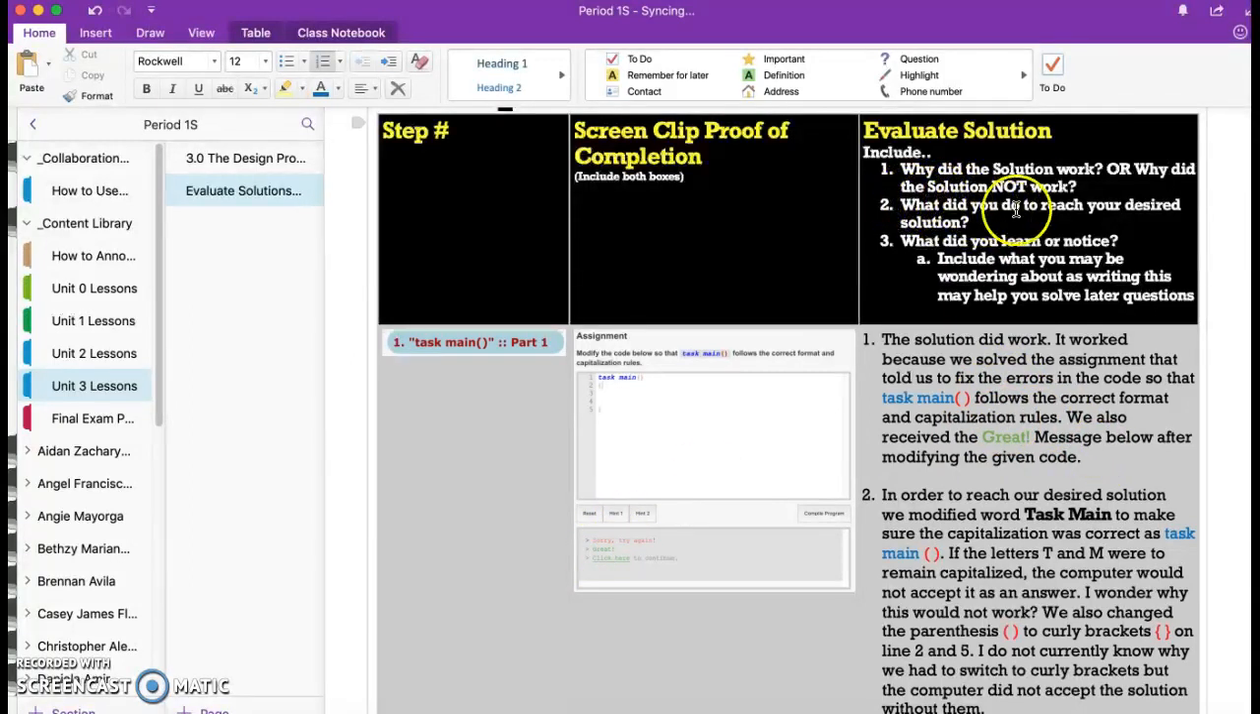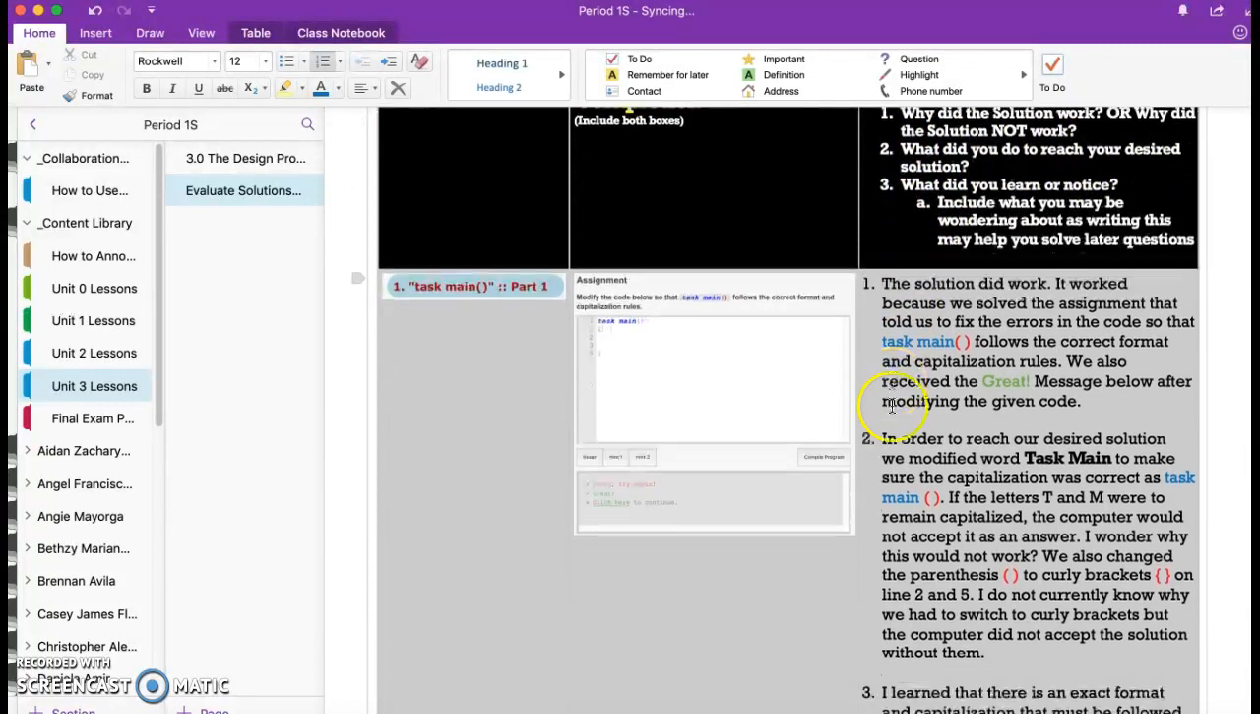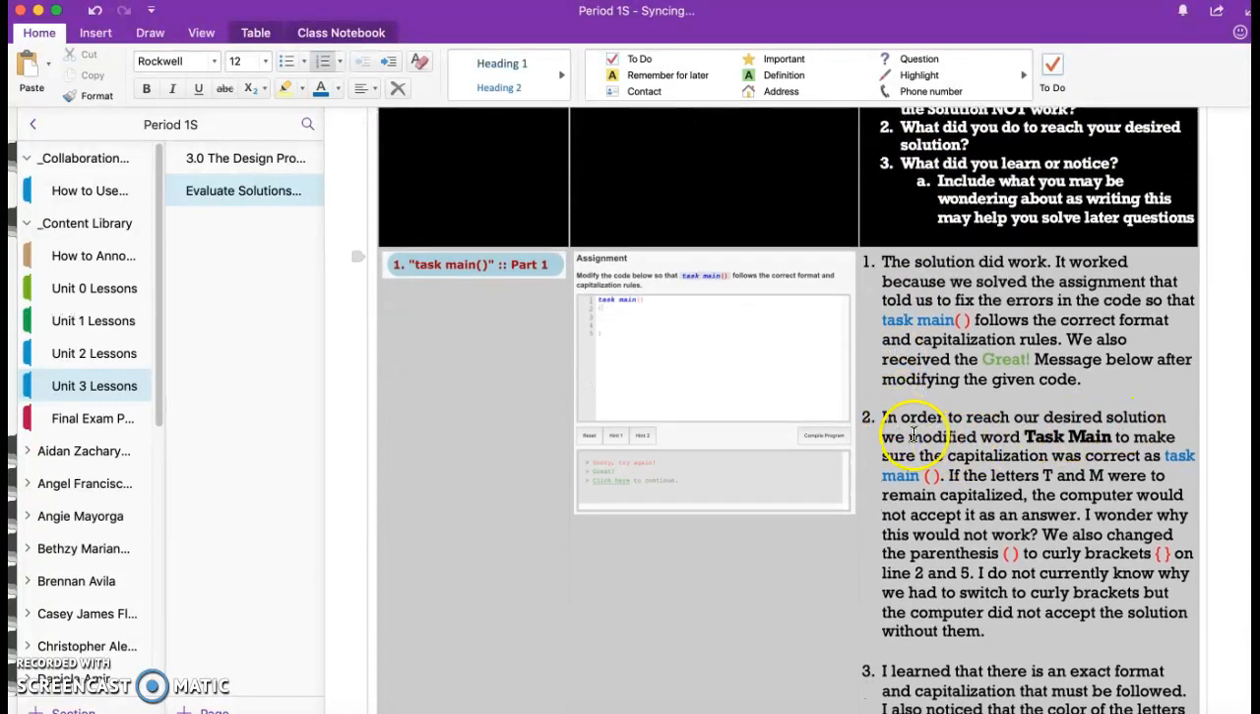Question 2, what did you do to reach your desired solution? In order to reach our desired solution, we modified the word task main to make sure the capitalization was correct as lowercase t, lowercase m, task main. We figured out that if the letters T and M were still capitalized, the computer would not accept it as an answer. But we're not really sure why this wouldn't work yet.